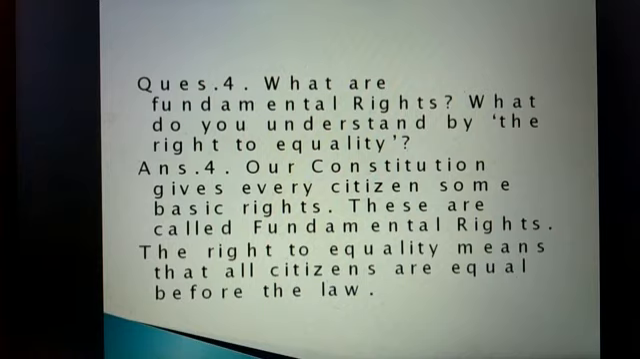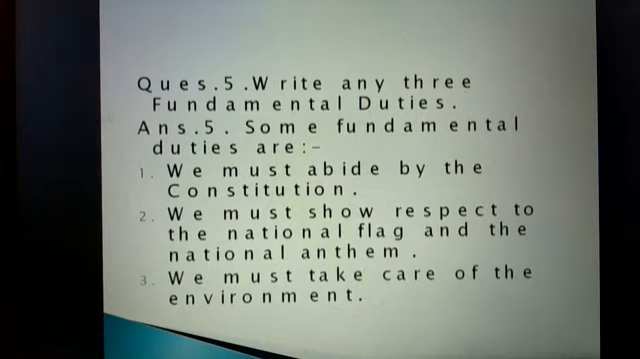Now, moving to the next question. Question number 5. Write any 3 fundamental duties. Answer 5. Some fundamental duties are: first, we must abide by the Constitution. Second, we must show respect to the national flag and the national anthem. Third, we must take care of the environment.